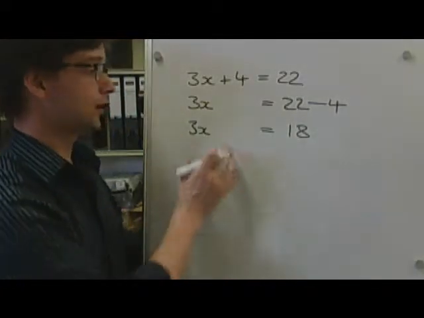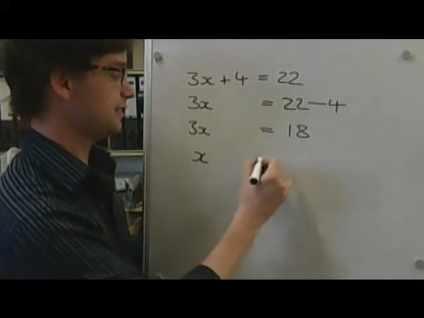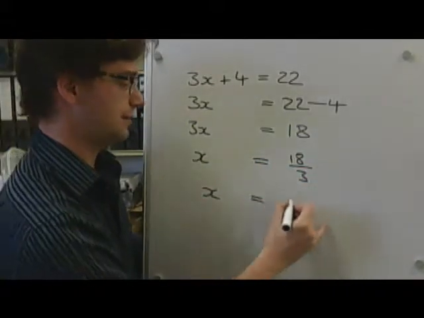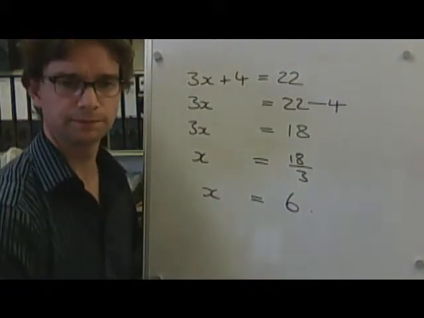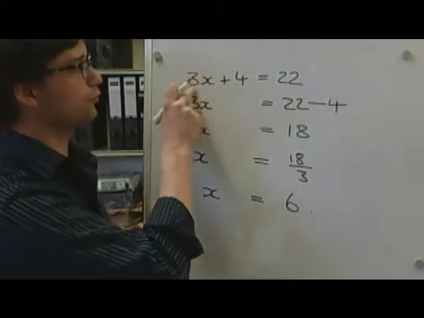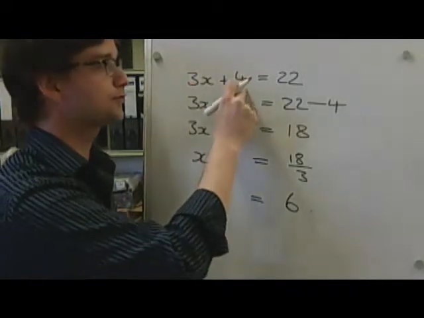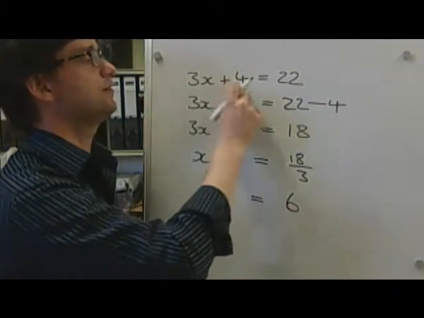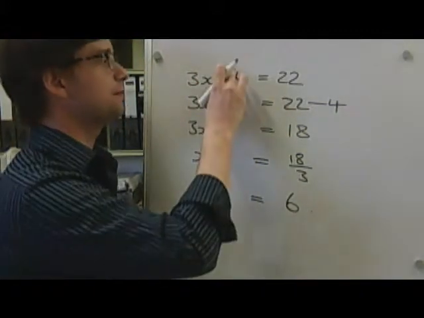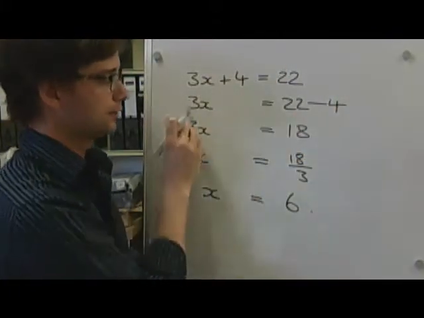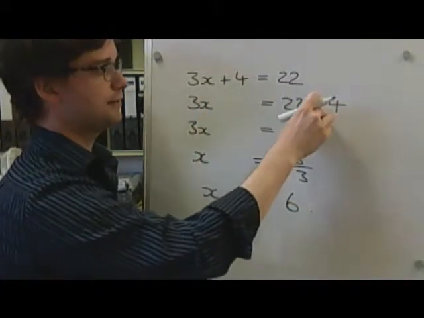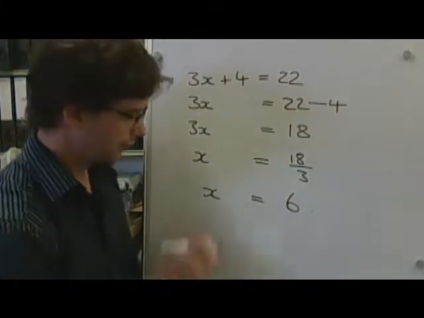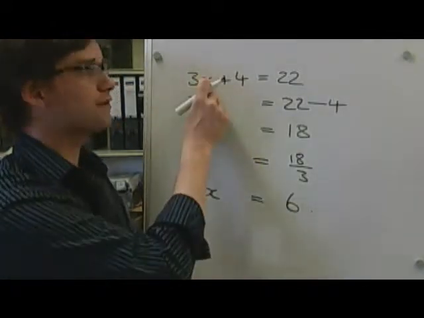And now I can do the thing that I did a minute ago, which is to say that x equals 18 over 3. So x equals 6. And now, if you track that back through, 3 lots of 6 is 18, plus 4 is 22. So we've just reverse engineered this process. We've moved the 4 over to here and made it a minus. We've moved the 3 over to here and we've divided by it instead of multiplying by it. And we get the answer that does fit with this equation.